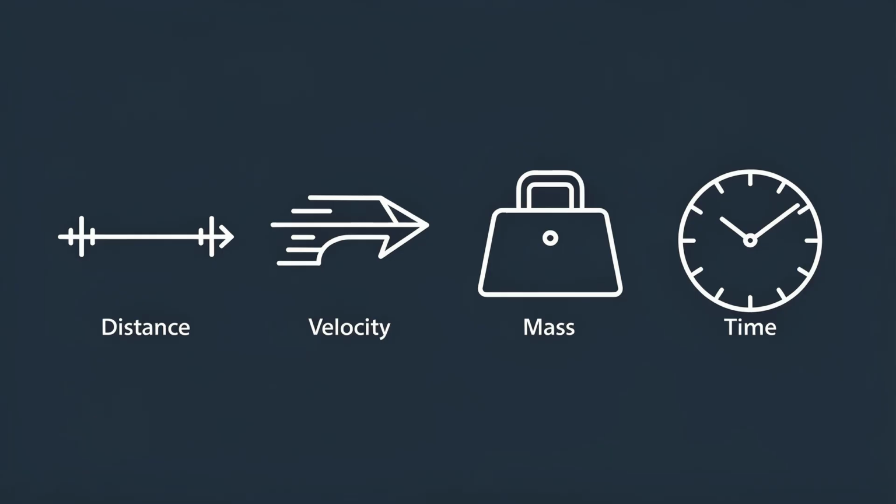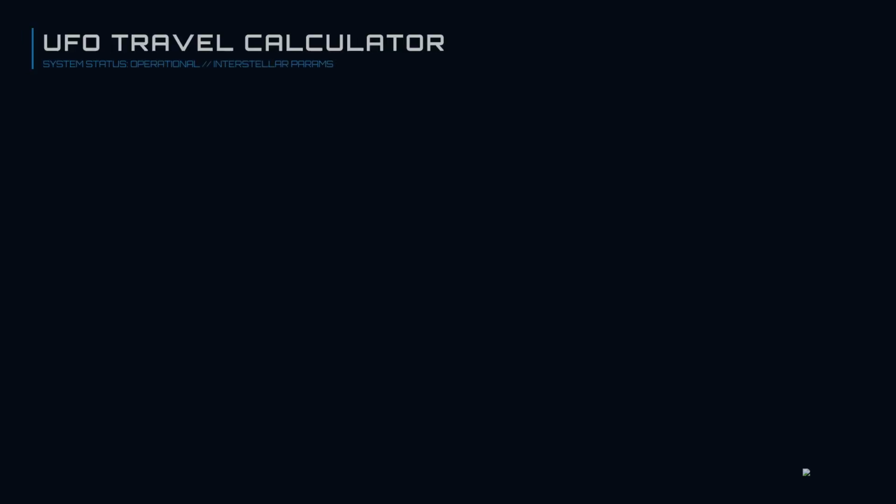The input fields are distance in light years, velocity as a fraction of c, Earth time in years, ship time in years, spacecraft mass in kilograms, and Lorentz factor gamma. Depending on your selected calculation mode, different fields become inputs or outputs. Let's work through an example.